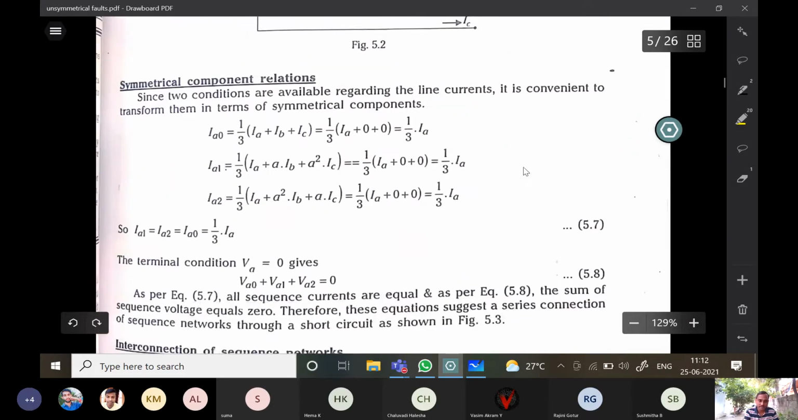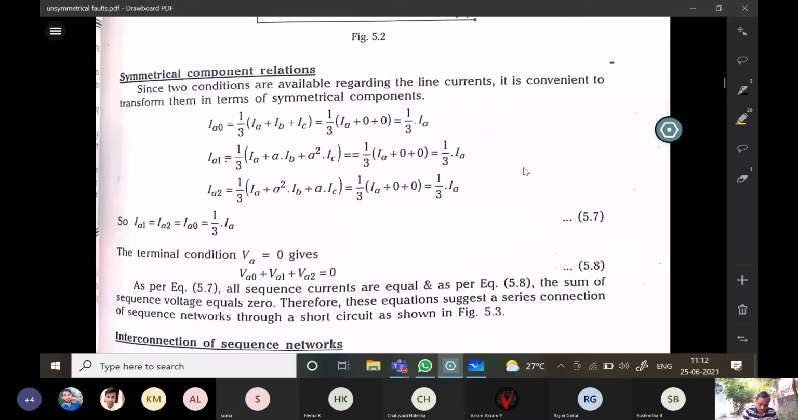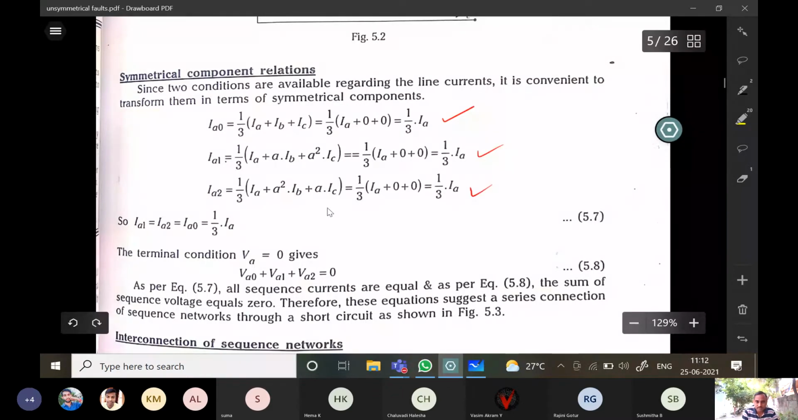So coming to the symmetrical component relations, IA0, IA1 and IA2, in this case also we will get the same. IA, IB, IC: IA is present, IB and IC are 0. We will get 1 by 3 IA, same. So in the previous derivation, whatever symmetrical component relations there are for IA0, IA1 and IA2, they remain as they are in this derivation also.